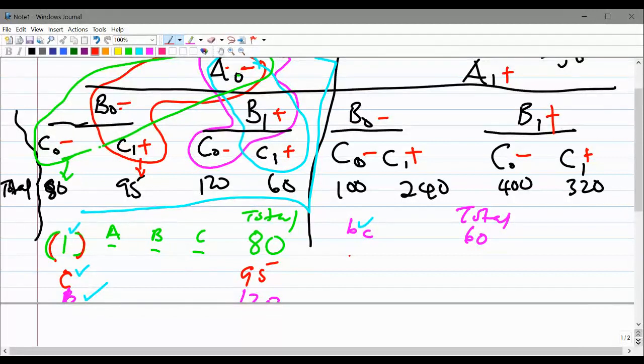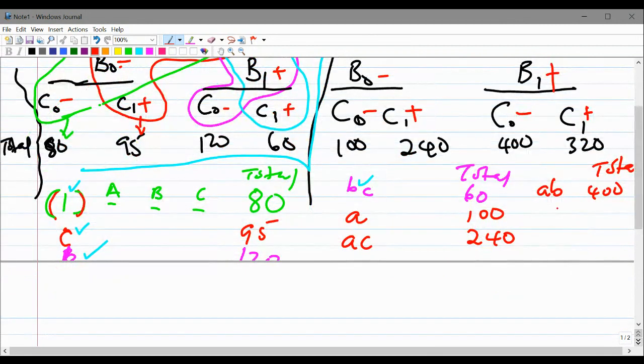A is 100. Do you agree? What else can you get from the right side here? AC is 240. What else? Yes. Let's continue. We are left with only 2. AB is 400. Yes. And ABC is 320. You have all of them, right?